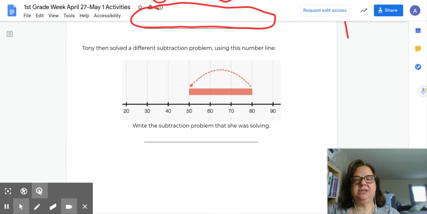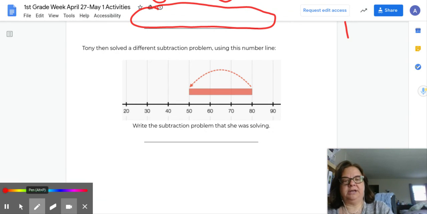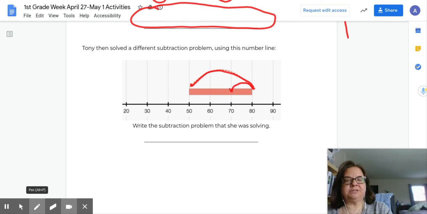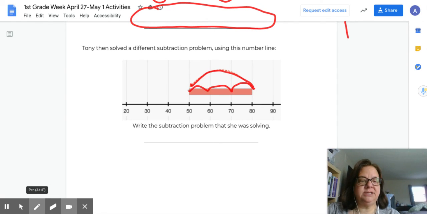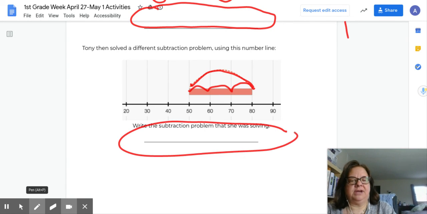It says, Tony then solved a different subtraction problem using this number line. So you have to look at where you're starting and then look at where they jumped and how many times that would be. You don't have to count this as one big jump, okay? You can make little jumps to count, just like I did, okay? And we're looking for an equation right there.